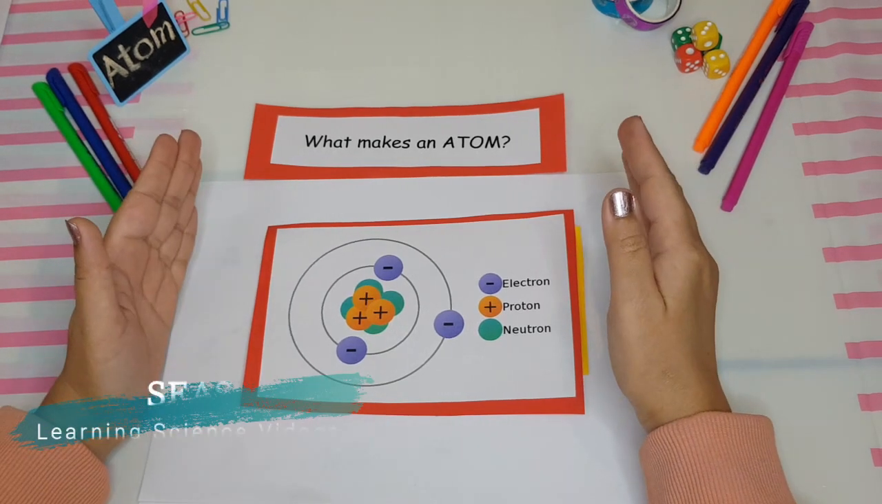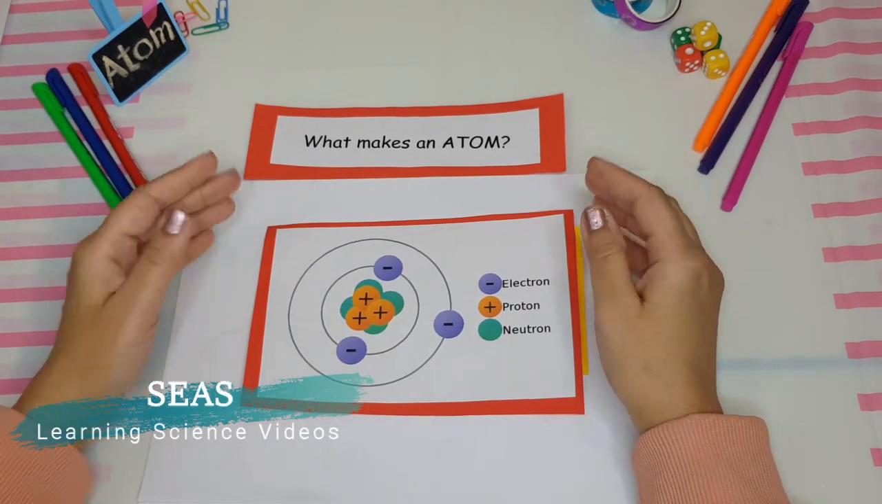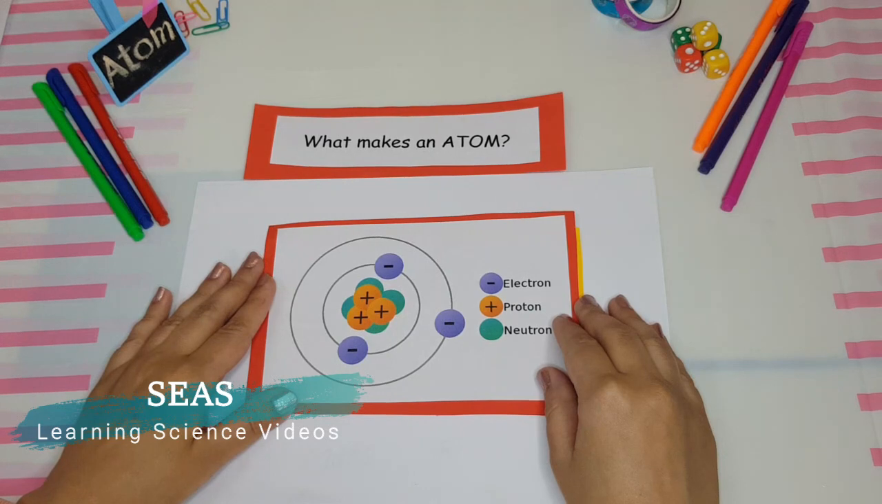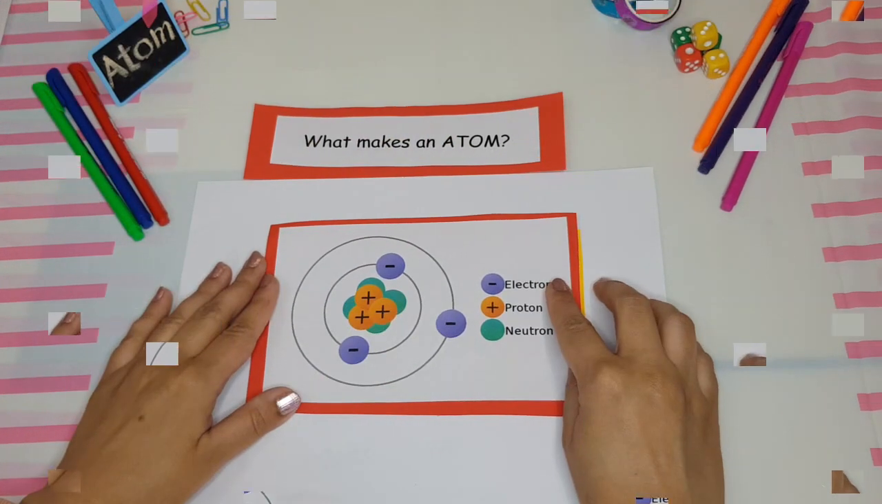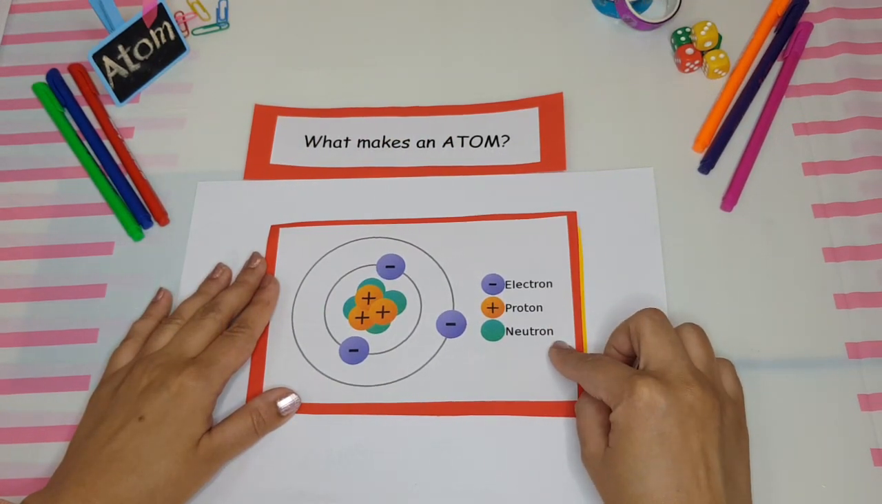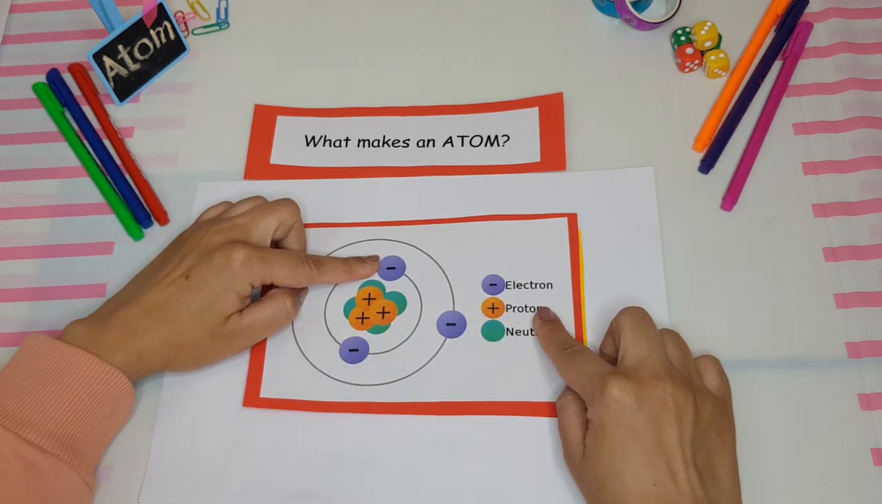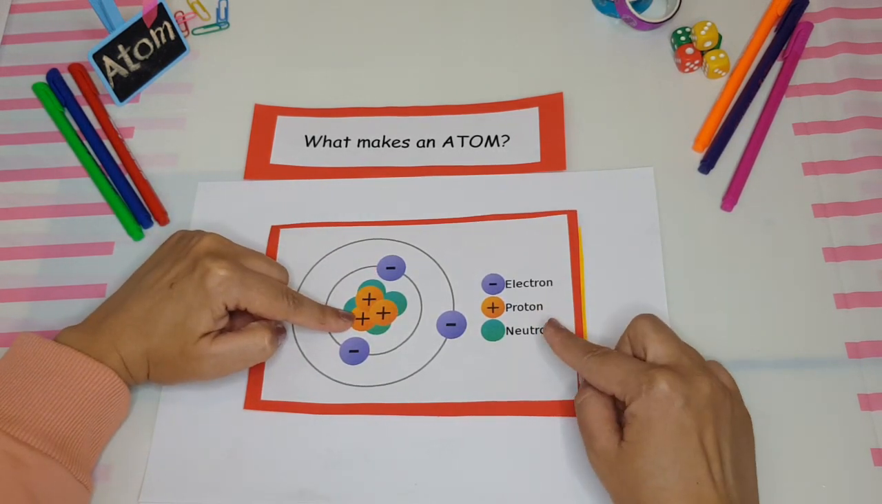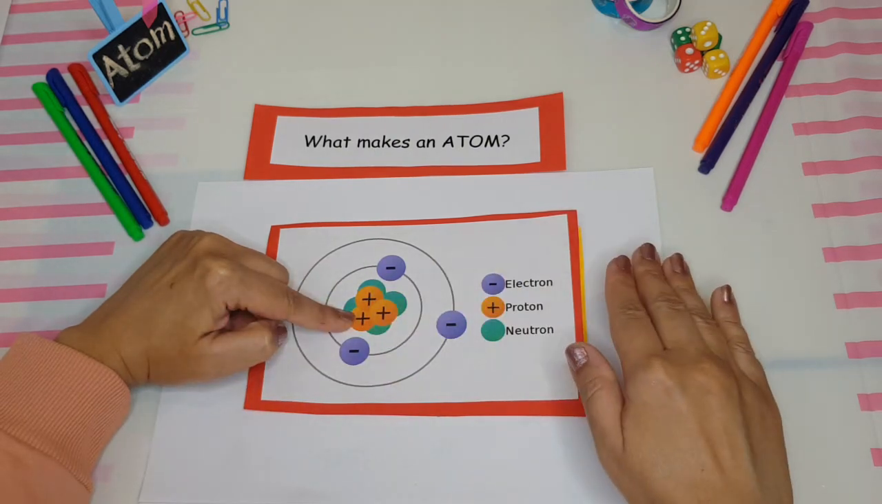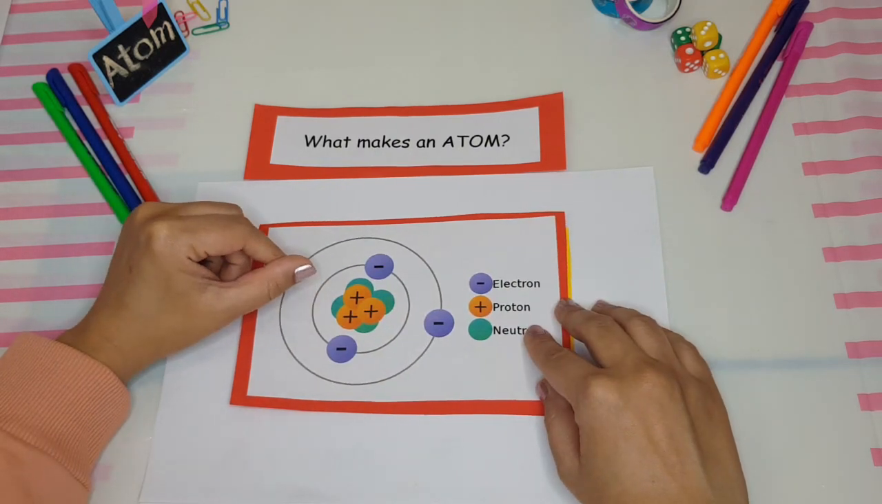Let's talk about what makes an atom. There are three particles that make an atom: electron, proton, and neutron. Electrons have negative charge on them. Proton has positive, while neutron has no charge on them. It means they are neutral.